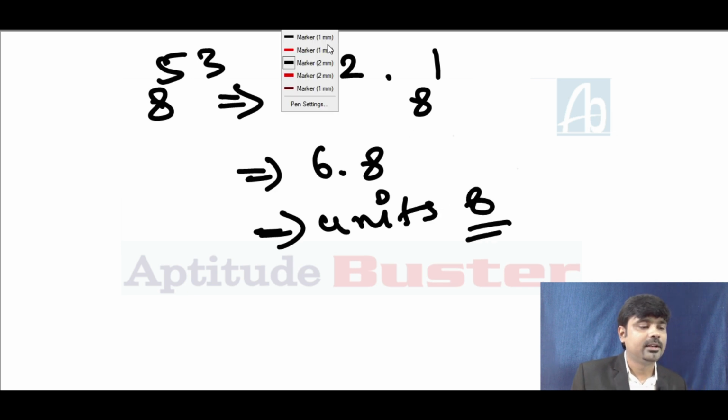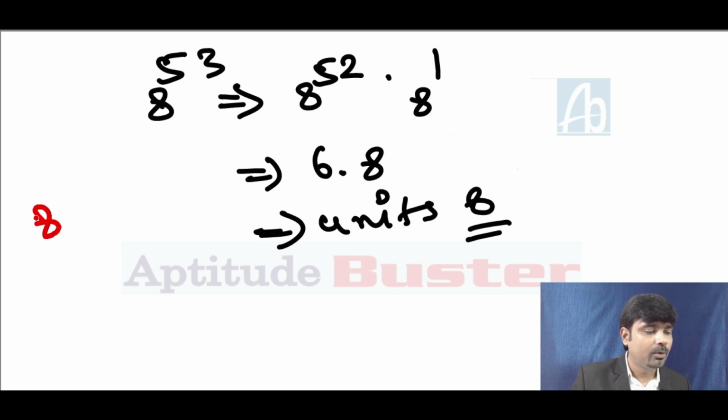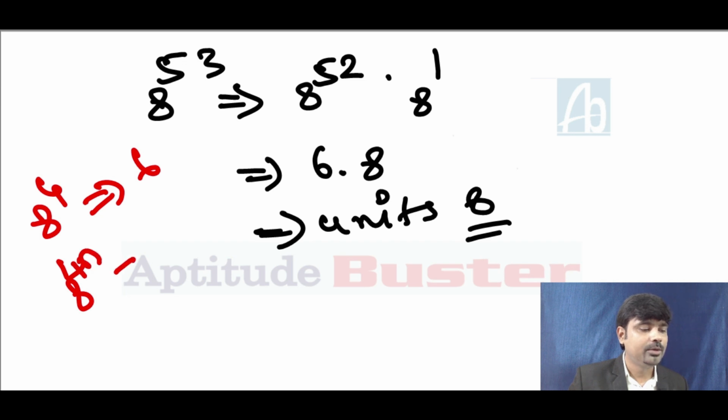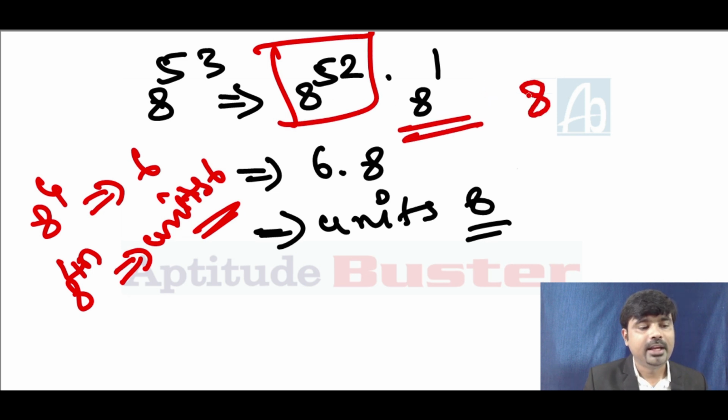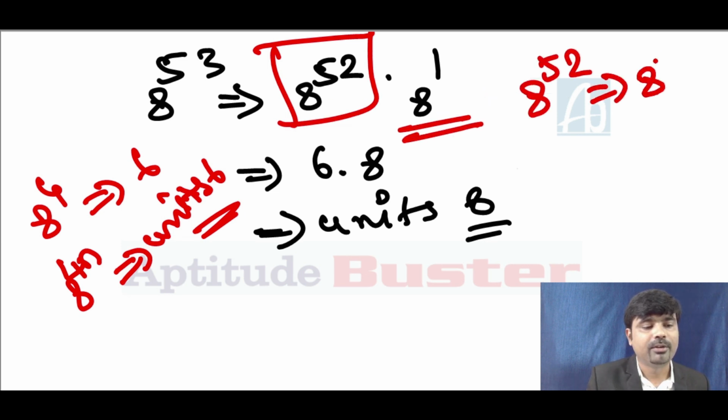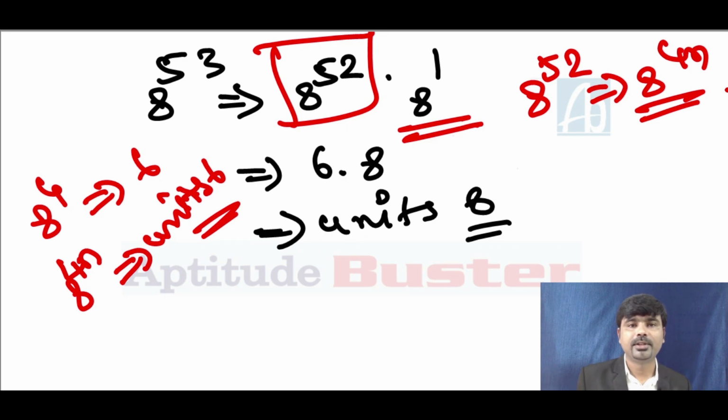Why do we need to split into 8 power 52 into 8 power 1? 8 power 4 unit space is 6. That means 8 power 4n unit space is 6 only. So that's why 8 power 53 is split into 8 power 52 into 8 power 1. 8 power 52 is in the form of 8 power 4n. So that's why the unit space is 6.